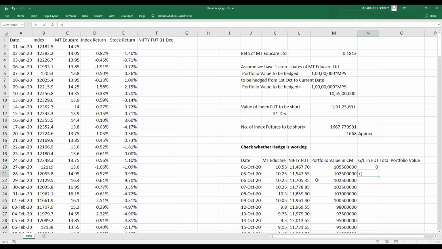Correct. So can I say that it should be simply the previous price minus the current price of Nifty futures multiplied by 1668? Since we have shorted, 11,467 minus 11,547. So there's a loss in the futures market. Here we multiplied by 1668. Can we compute it like this, or should it be the other way around?